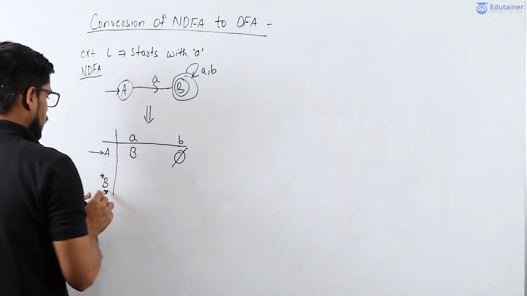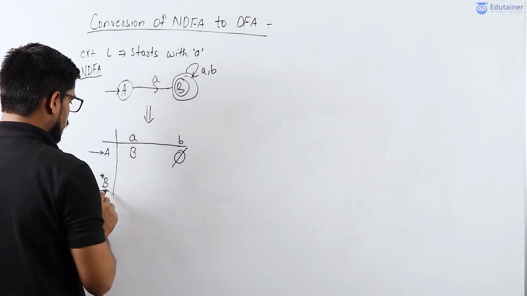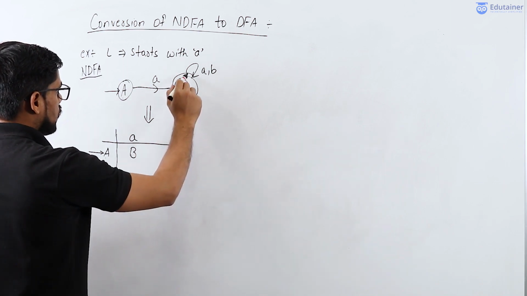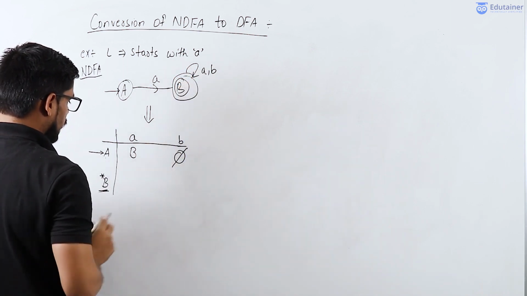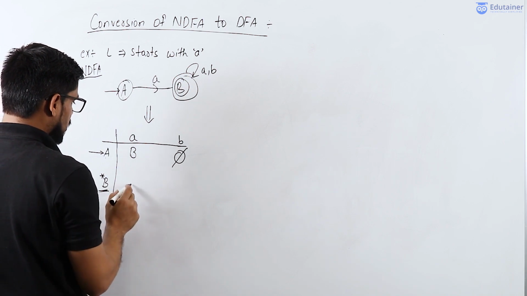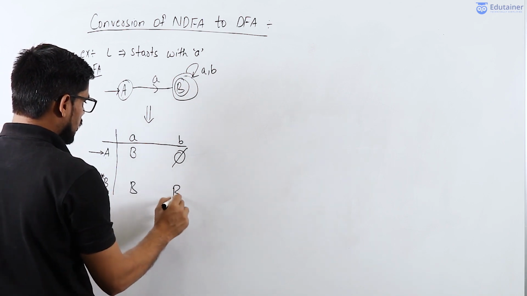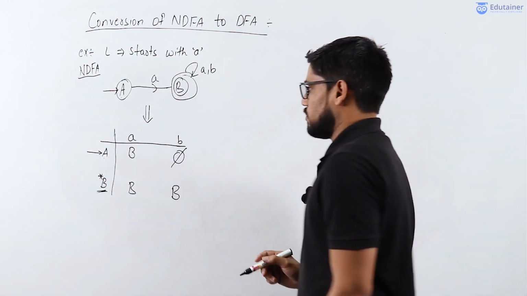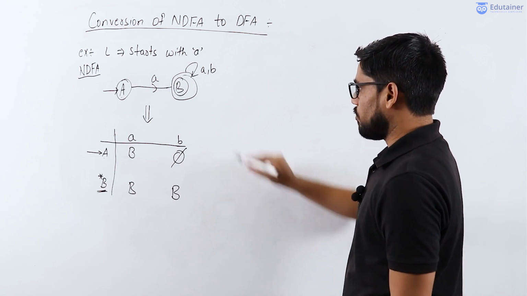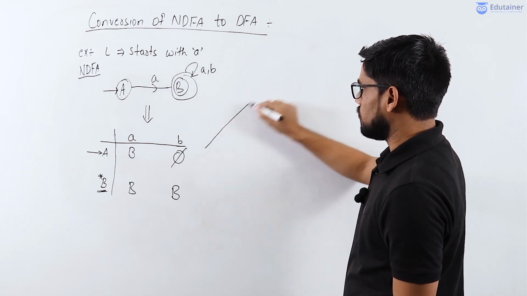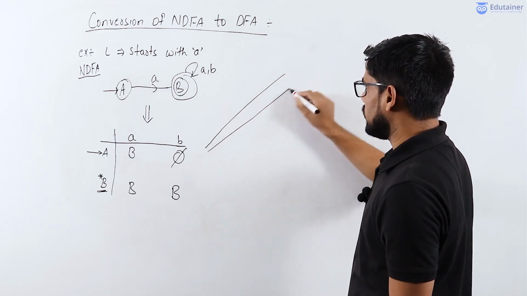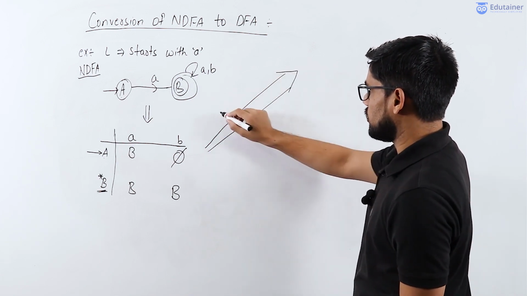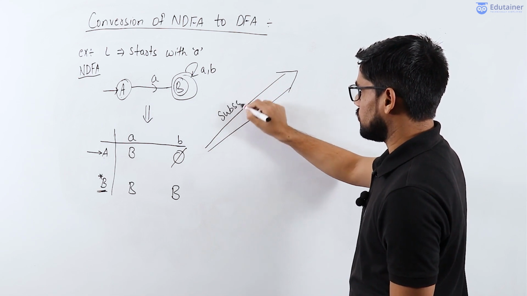Now let's take row number 2. Row number 2 is the final state capital B. Capital B, on seeing small a and small b, will go to the same state capital B itself. So here I will write capital B and capital B. Now from this transition table, I can easily convert into a DFA by using the subset construction method.